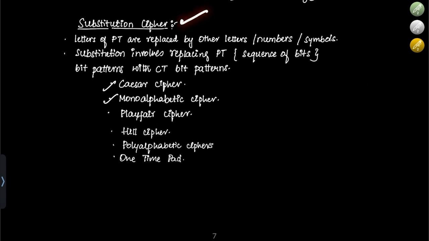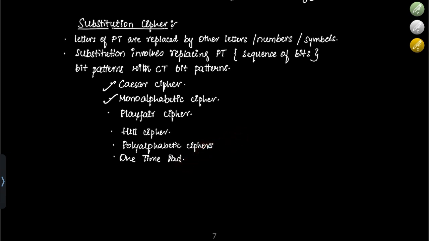In substitution cipher, letters of plain text are replaced by other letters, numbers or symbols. Substitution involves replacing the plain text bit patterns with cipher text bit patterns. We have different types of substitution ciphers. With each of these ciphers, there will be a fixed rule as to how the encryption process or the decryption process proceeds. The first one we have is Caesar cipher, then we have monoalphabetic cipher, Playfair cipher, Hill cipher, and we have polyalphabetic cipher and one-time pad.